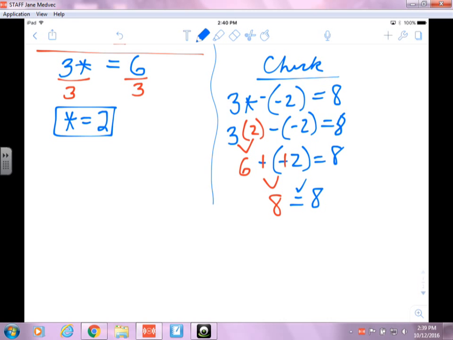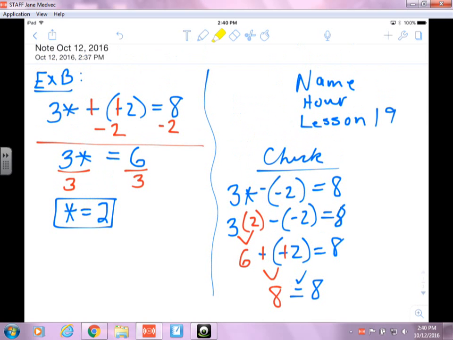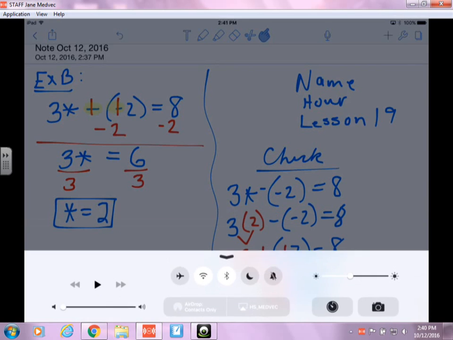Questions on this? So you'll notice that in the original problem, right here, I had that negative, and whenever there's a negative next to each other, we do the chop, so it ends up being a positive 2. All right, let's go on.